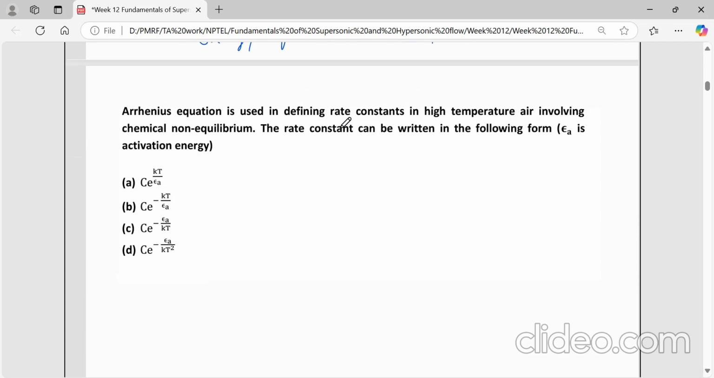The Arrhenius equation is used in defining the rate constant in high temperature air involving chemical non-equilibrium. The rate constant can be written in the following form, where epsilon A is the activation energy. Option A: C e to the power kT upon epsilon A. Option B: C e to the power minus kT upon epsilon A. Option C: C e to the power minus epsilon A upon kT. Option D: C e to the power minus epsilon A upon kT square. If you remember the Arrhenius equation, you can directly tell which is the correct option. So what will be the correct option for this problem?